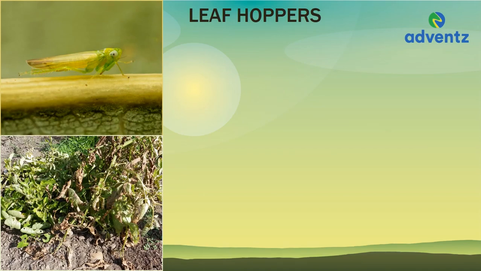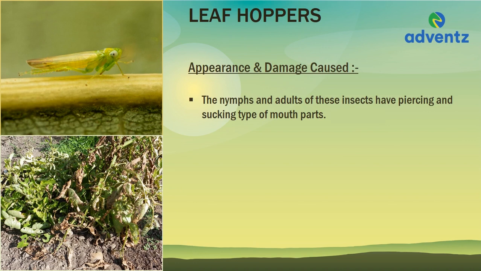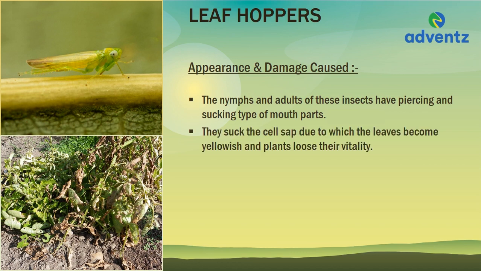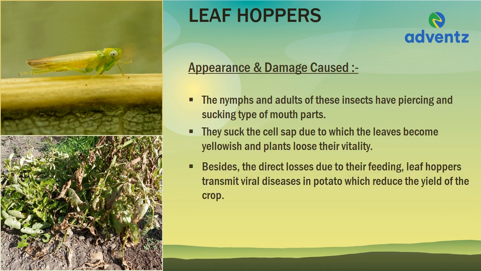The next pest is leaf hoppers. The nymphs and adults of this insect have piercing and sucking type of mouth parts. They suck the cell sap, due to which leaves become yellow and plants lose their vitality. Besides the direct losses due to their feeding, leaf hoppers transmit viral diseases in potato, which reduces the yield of the crop.